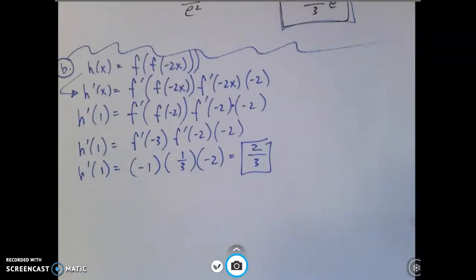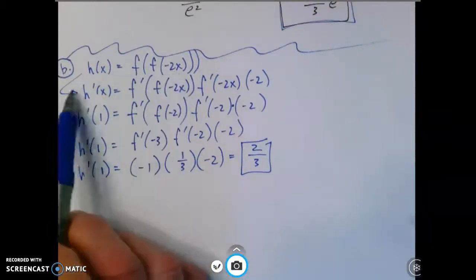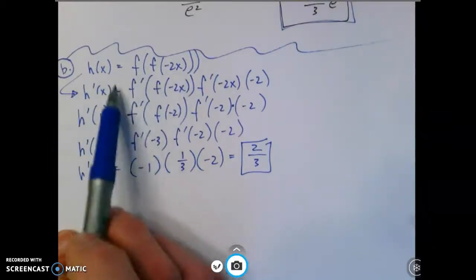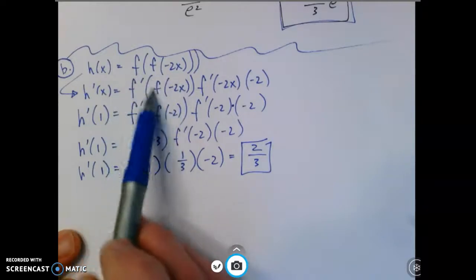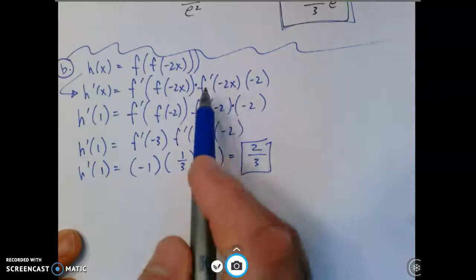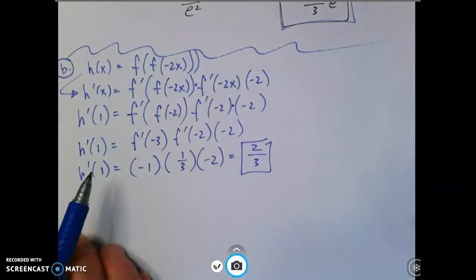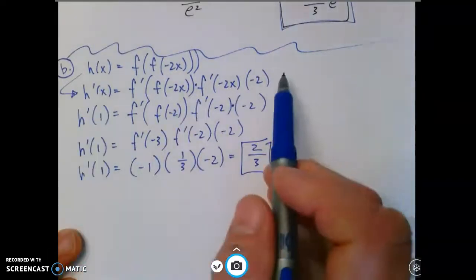Part B is a double chain rule. Part B is they give us h equals f of -2x. Therefore, the derivative would be the derivative of the outside, which is f prime, normal inside, times the derivative of the inside, which is f prime -2x, times the derivative of the inside, -2. So this is a double chain rule, not that involved.